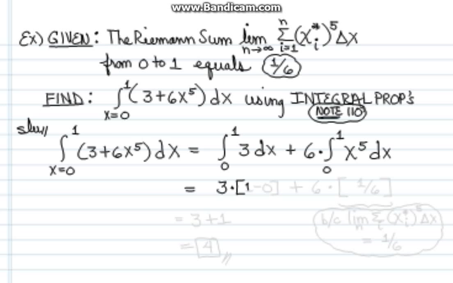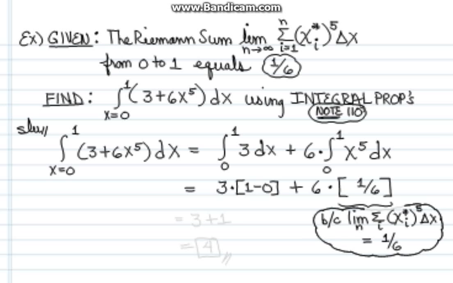Well, according to note 110, we can evaluate the integral from 0 to 1 of 3. It's 3 times 1 minus 0, plus 6 times, well, this integral can be defined as the limit of the Riemann sum, which was given to us to be 1/6. It's the limit of the sum of x sub i star to the fifth times delta x, and it was given to be equal to 1/6 at the very beginning of this problem. So we just used it, we substituted it here. Okay, so that's equal to 3 plus 6 times 1/6, which is 1, so it's equal to 4.